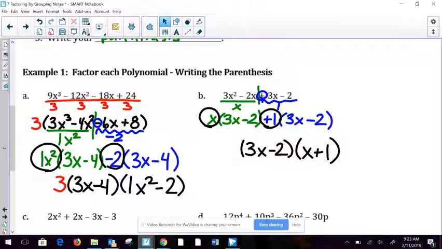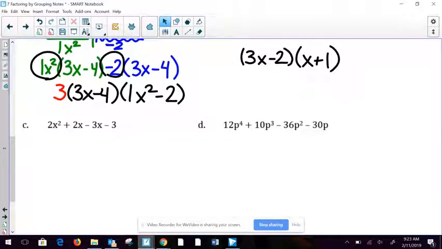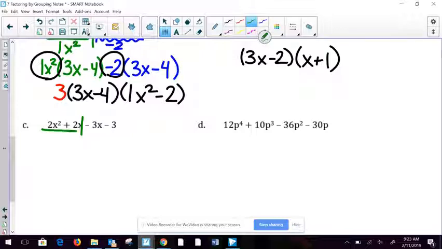All right, let's go ahead and look at another one. Looking at letter C, I have 2x squared, 2x, 3x, 3. Again, the only number I can divide all those by is 1, so there is no overall GCF. I can go straight to dividing my problem in half and figuring out the GCF of each half for grouping. If I look at 2x squared and 2x, what can I divide them both by? Well, they both have a 2 in common, and they also both have an x in common. So that 2x gets written out front, and now I divide.